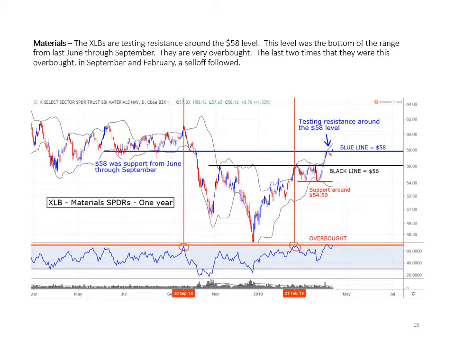Okay, materials, which is usually the most boring sector in the world, in my opinion, is testing the, and keep in mind, this is only $2. But anyway, it's testing this 58 level, which was the bottom from last June through September. So it was support then, so now it's resistance, and it's overbought. The last two times it was overbought, you can see it was right before this big sell-off, and then this sideways consolidation. All right.